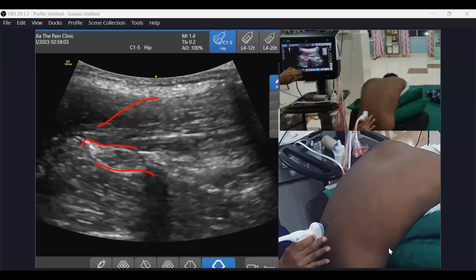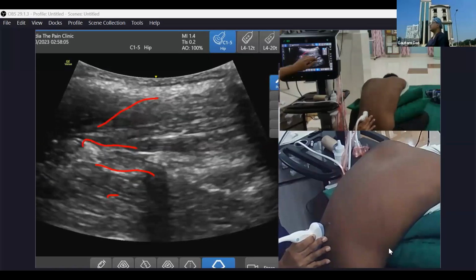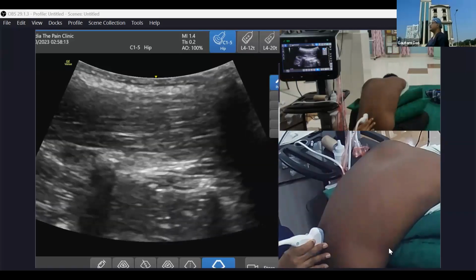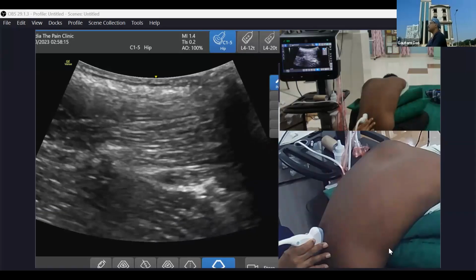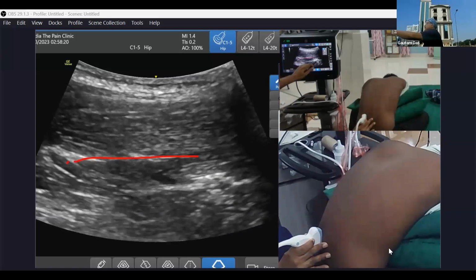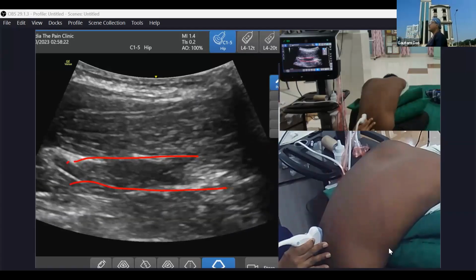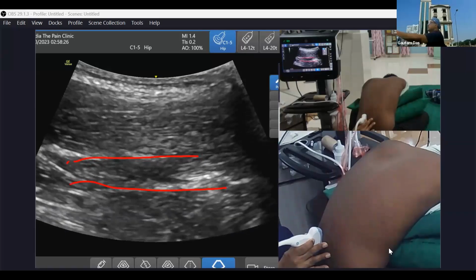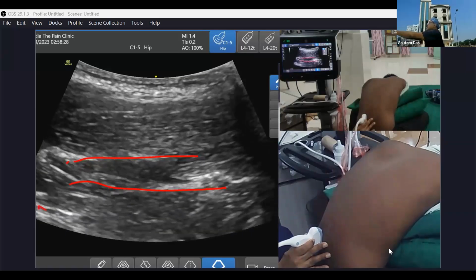Now, if I go from here laterally, see what is happening. The transverse process is vanishing. The transverse process has vanished. And now the two hyperechoic lines come. These are the middle and anterior layers of the thoracolumbar fascia. You can see the peritoneum is moving here. Here it is not moving.